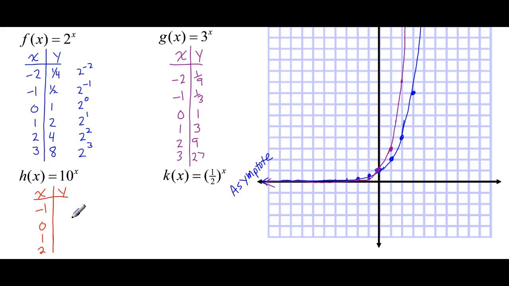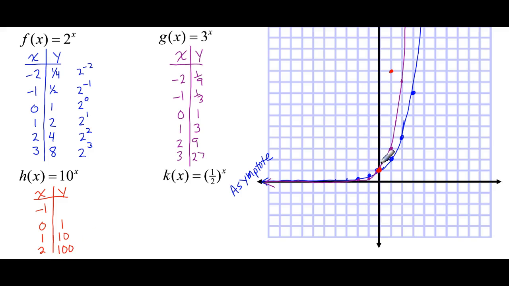If I plug in 0, 10 to the 0 is 1. Anything to the 0 is 1. So that's that same point right there at 0, 1. If I plug in 1, I get 10, which means over here it's already at a height of 10. 1, 2, 3, 4, 5, 6, 7, 8, 9, 10. It's already way the heck up there. And if I try plugging in 2, it's 100.